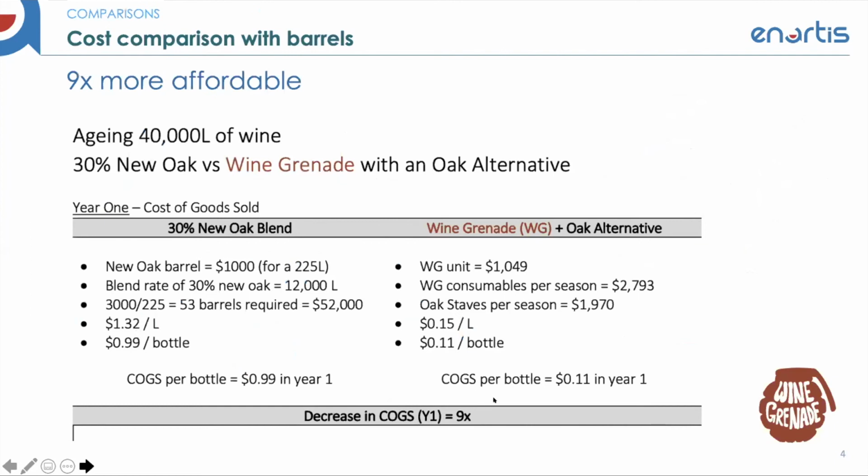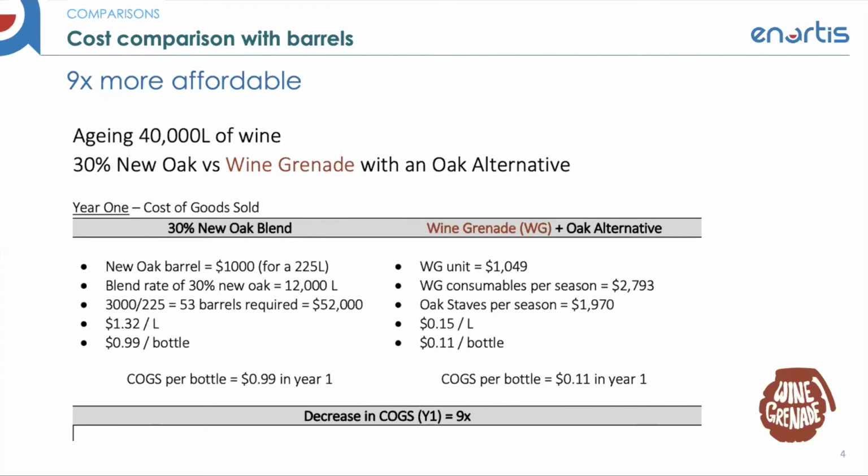Just looking now at a couple of commercial considerations around the use of micro-ox in the cellar. The first one, which is a big driver for a number of our customers, is cost. So the figures that you're looking at here have been converted to US dollars from New Zealand dollars, so they won't be exactly precise, but the overarching message is pretty much the same, which is that a standard micro-ox and oak alternative maturation protocol can be around 9 times more affordable than an equivalent barrel aging regimen.